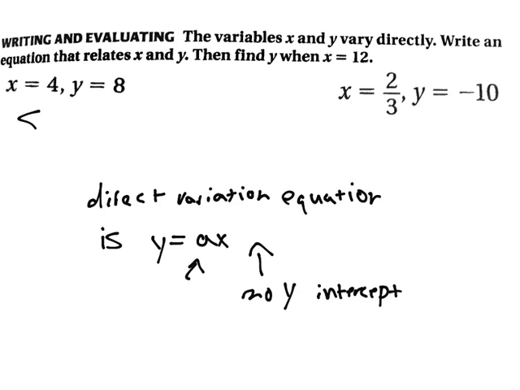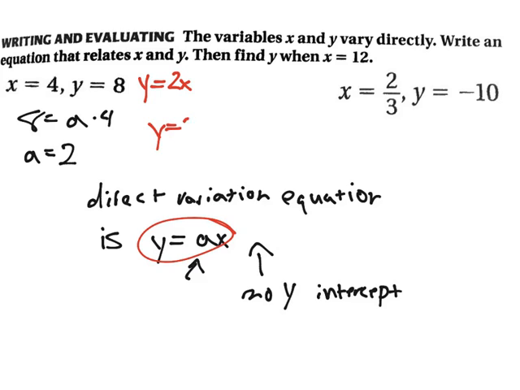Okay, so if I needed to find my slope in this case, or my a, I would just plug this into the formula. 8 equals a times 4. Divide by 4, and a would equal 2. So my direct variation would be y equals 2x, if I plugged it back into that. And if I plugged in 12 for x, y would equal 24.